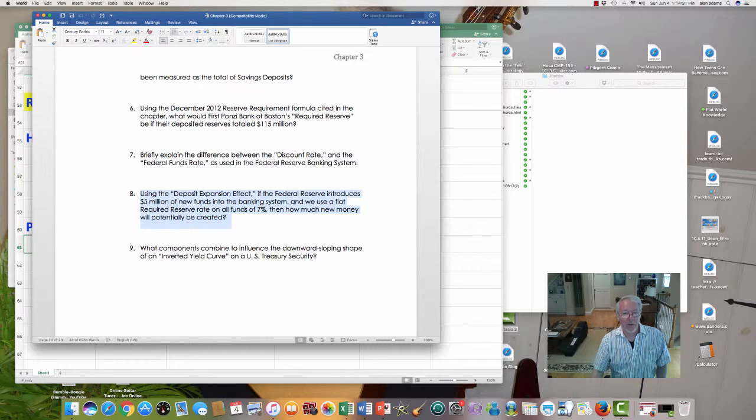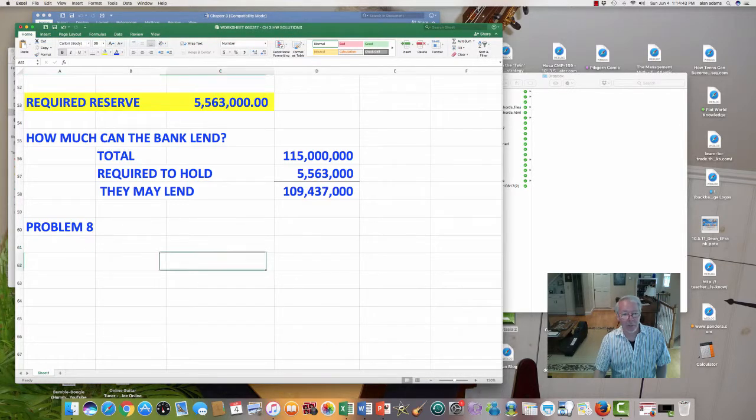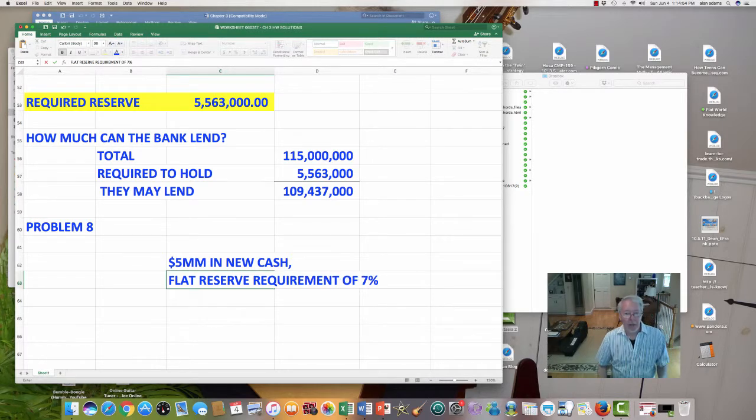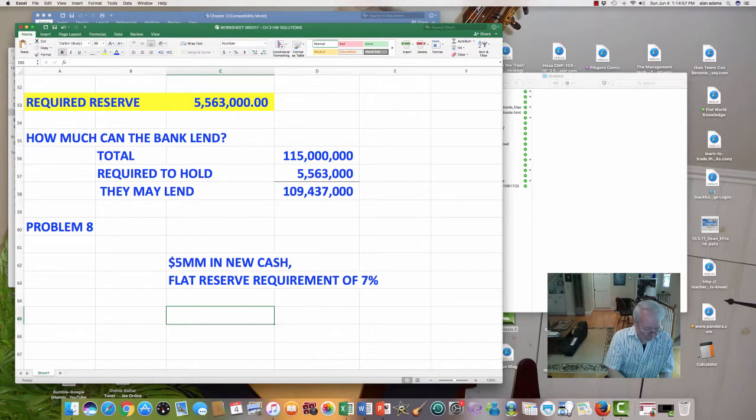So it's 5 million that's being introduced by the Federal Reserve into our money supply, and we have a flat required reserve that the banks must hold of 7%, all banks. So that's 5 million in new cash and a flat reserve requirement of 7%. I gave you the formula several pages back. It's around page 56. The formula is to take the amount of new money minus the initial, the very first bank's required reserve. Take that result and divide it by the required reserve percent, and that's your answer.